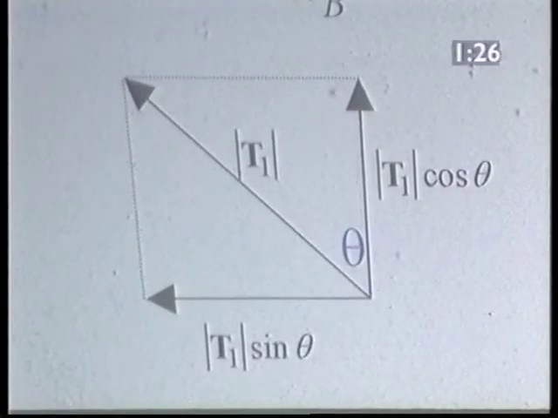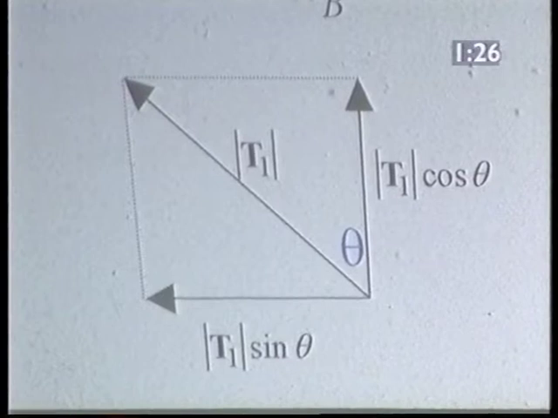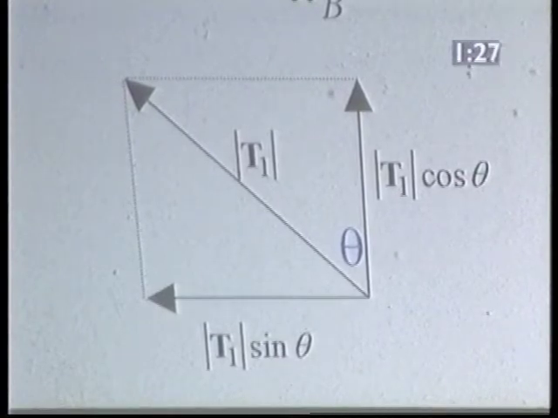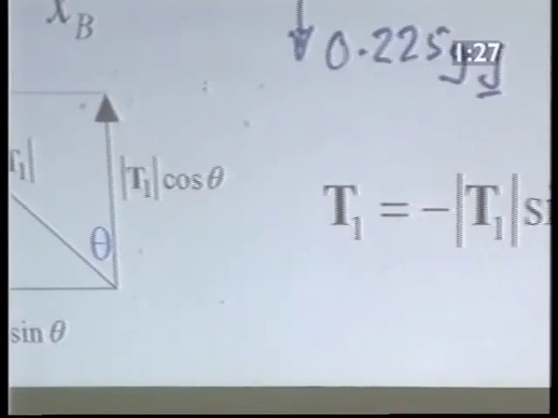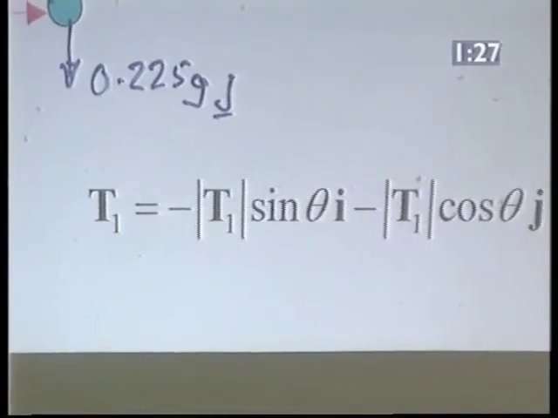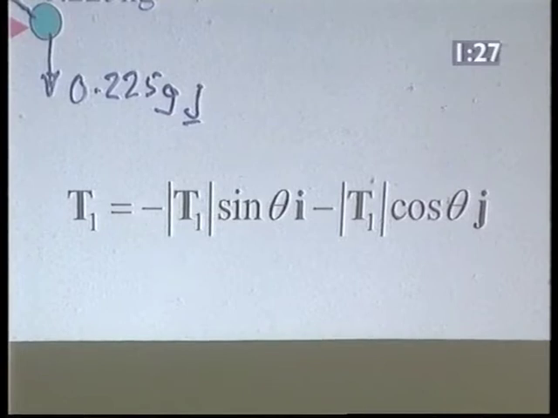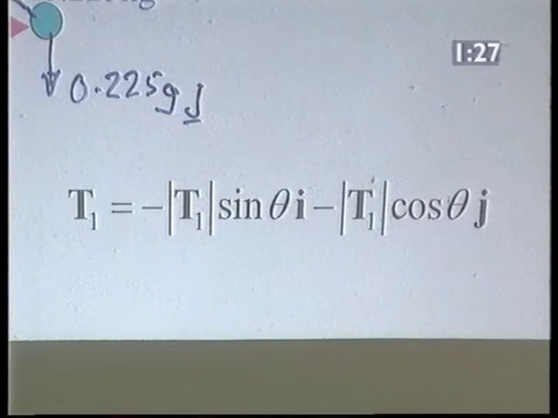In terms of the length of the arrow or the size of the vector, this one is the magnitude of T1 multiplied by the cosine of the angle theta. Similarly, the length of that arrow is the length of that side, and that's T1 sine theta. So as a vector, T1 is minus T1 sine theta, because T1 sine theta is in the minus i direction, and T1 cos theta acting upwards, which is in the opposite direction to my chosen y-axis, so that's minus T1 cos theta.